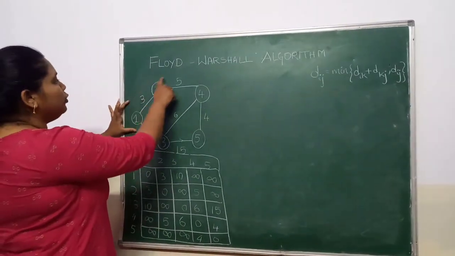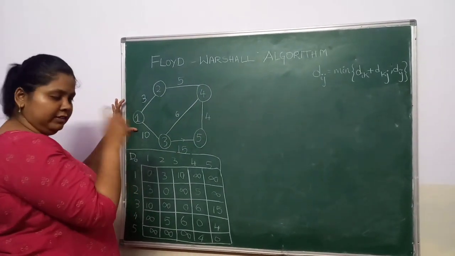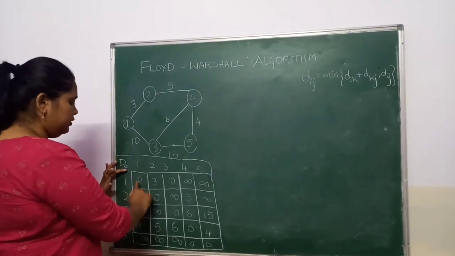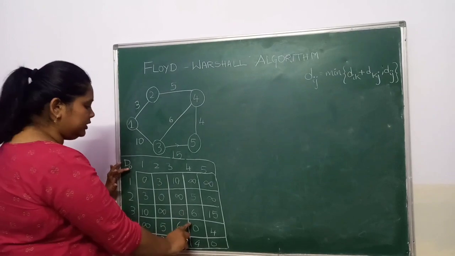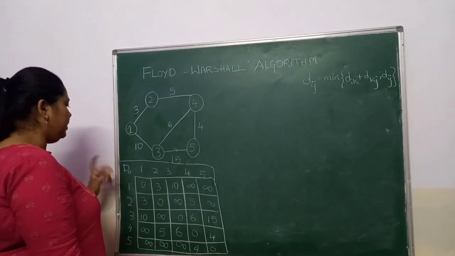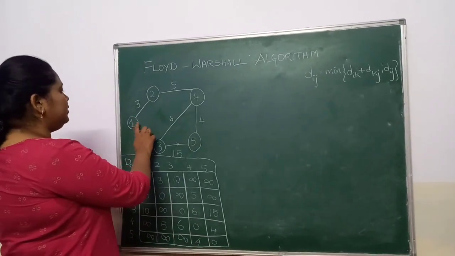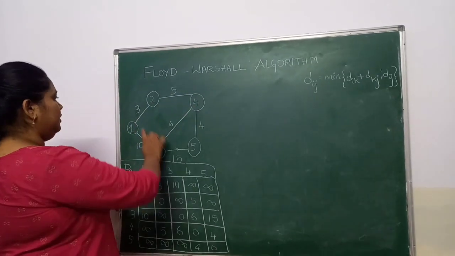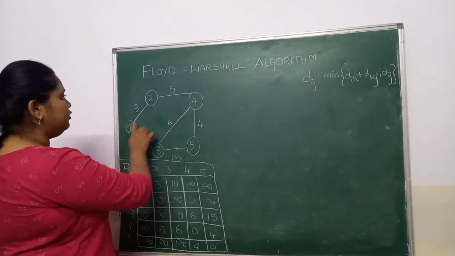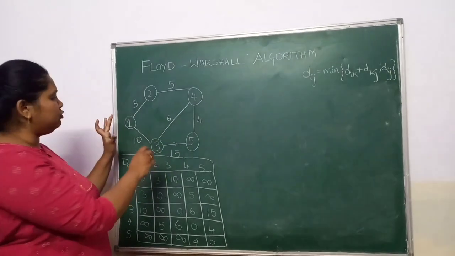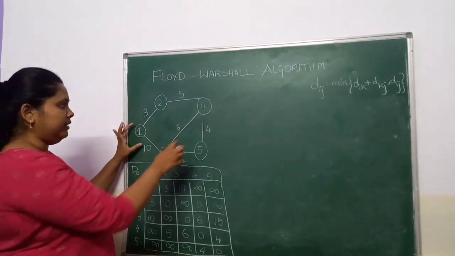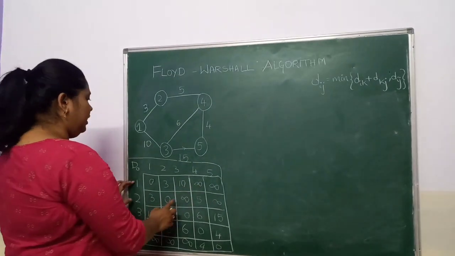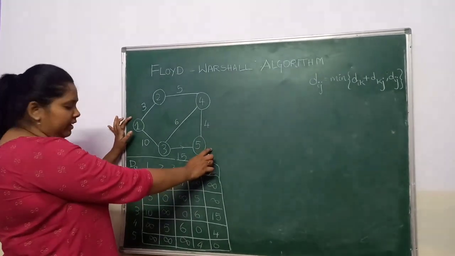We see that there are no self loops for any vertices, so the 1 to 1 distance will be 0. Similarly 2 to 2, 3 to 3, 4 to 4 and 5 to 5. Next, 1 to 2 we have the value as 3. And 1 to 3 we have the value as 10. 1 to 4, we see that there is no direct edge connecting 1 and 4, so the value will be infinity. Similarly 1 to 5.